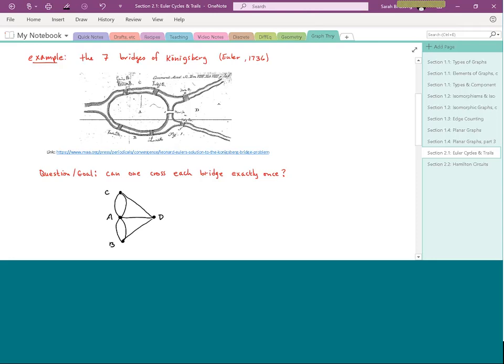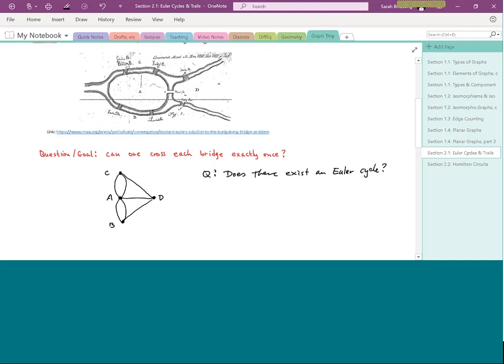So here is the rewording of the question. Does there exist an Euler cycle in this multigraph? So what do you guys think? And you can look at it either in the picture or in that little multigraph. If we start at one of these four vertices, the little island, bigger island, or one of the two riverbanks, was there any way for him to take a walk and travel down all of the bridges, so go through all of the edges exactly once? What do you guys think?